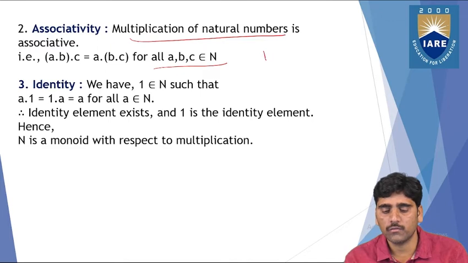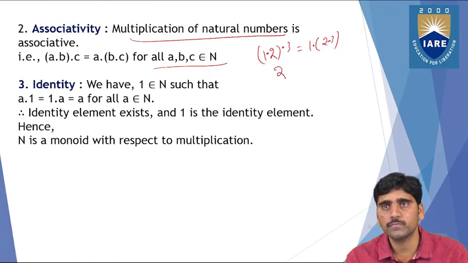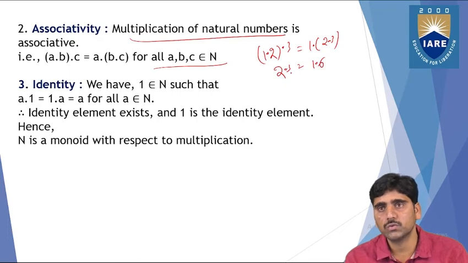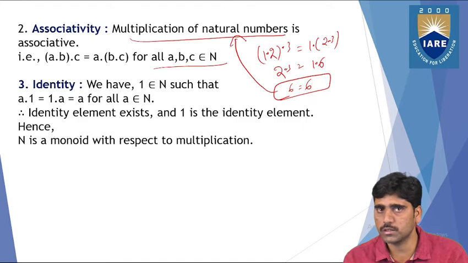Say a is 1, b is 2, and c is 3. So (1·2)·3 is nothing but 2·3, and 1·(2·3) is nothing but 6. So 2 into 3 is 6, and 1 into 6 is 6. So 6 is again a natural number, so it satisfies the associativity property.